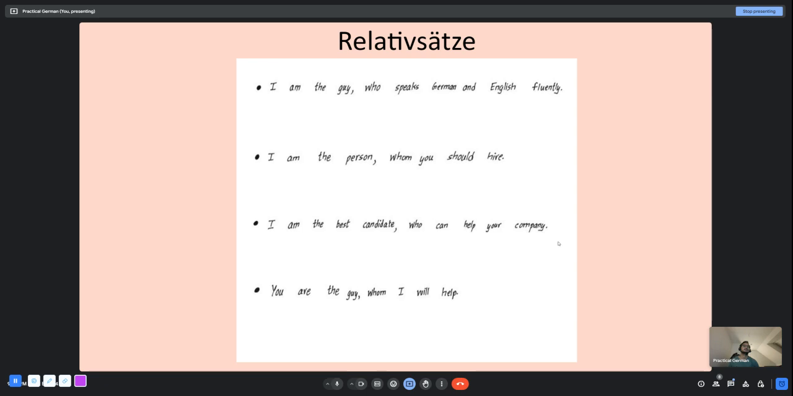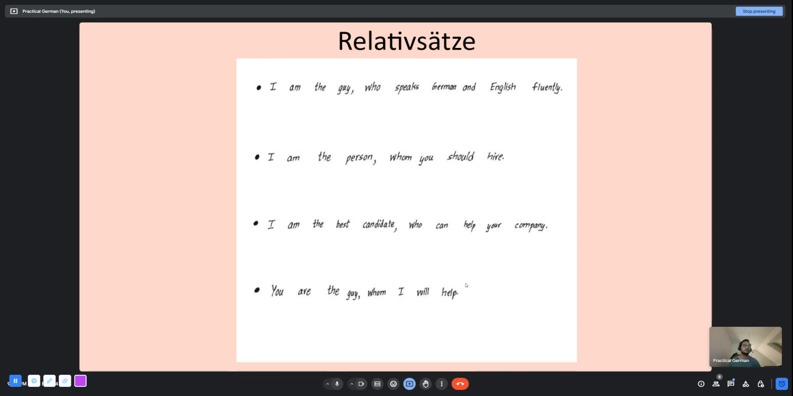Now, why does that become die? I do not understand, because in the second sentence, I am the person, you told ich bin die Person. Yeah, because if you always want to say Person, you will say die Person, because Person is feminine. Like in German, die Person is feminine. Candidate, you can have der Kandidat, you can also have die Kandidatin. Okay. So next: You are the guy whom I will help.